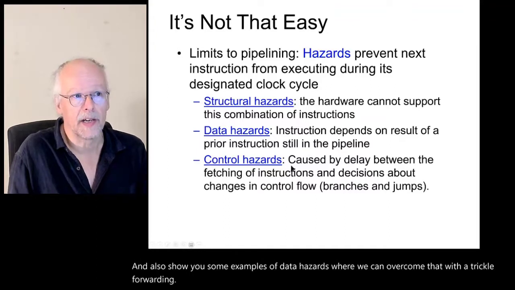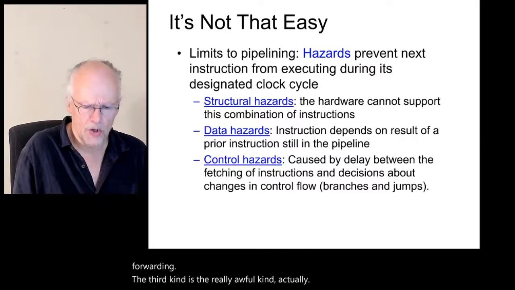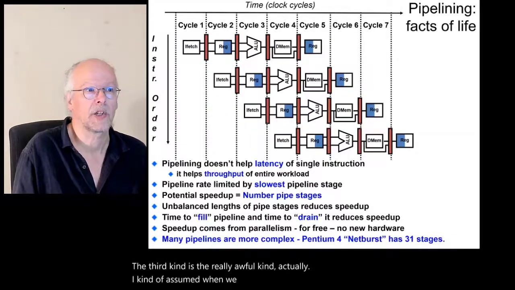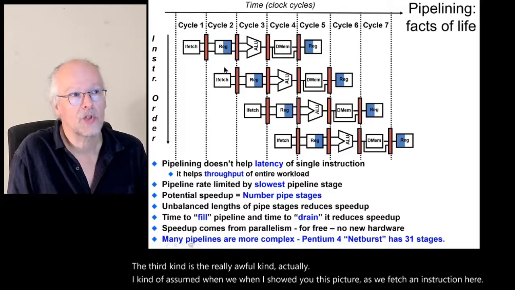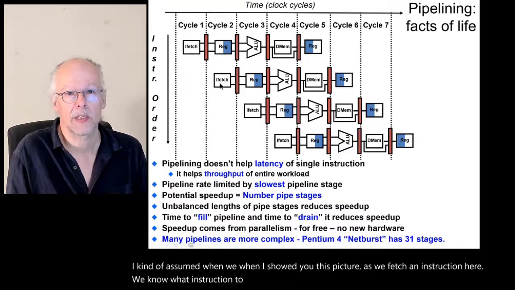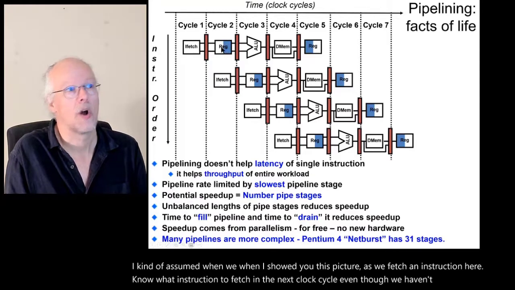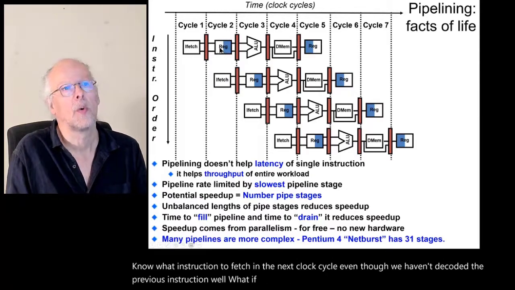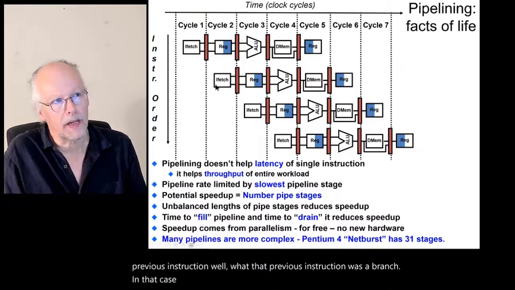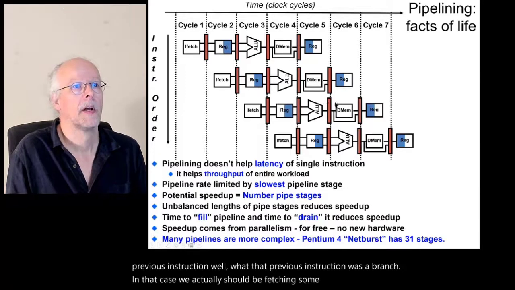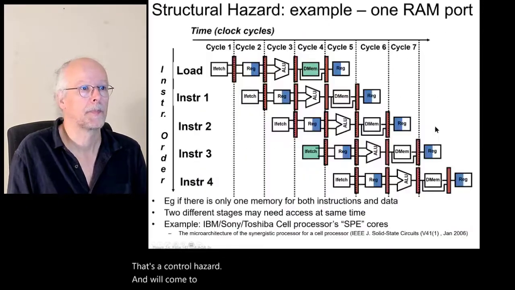The third kind is the really awful kind, actually. I kind of assumed when I showed you this picture that as we fetch an instruction here, we know what instruction to fetch in the next clock cycle, even though we haven't decoded the previous instruction. Well, what if that previous instruction was a branch? In that case, we actually should be fetching some other instruction. That's a control hazard, and we'll come to that in a minute too.